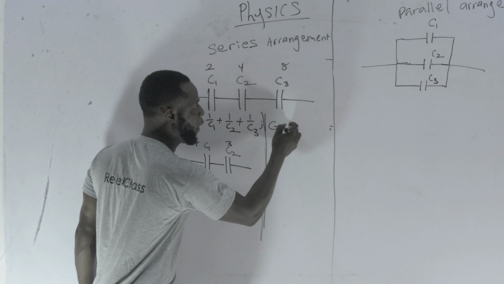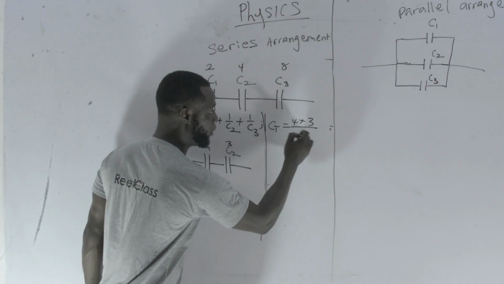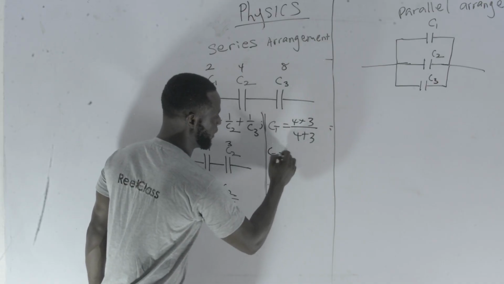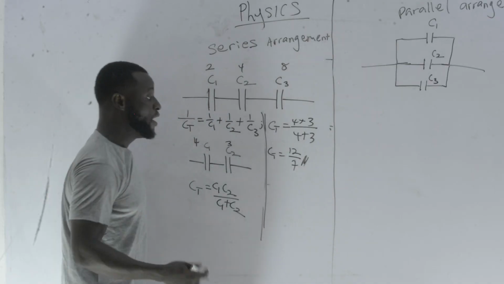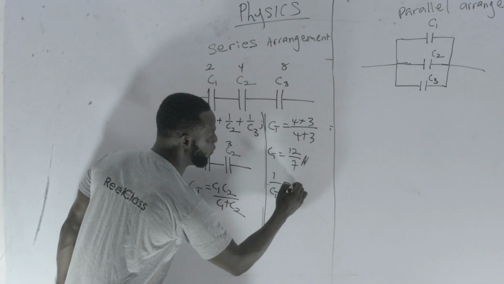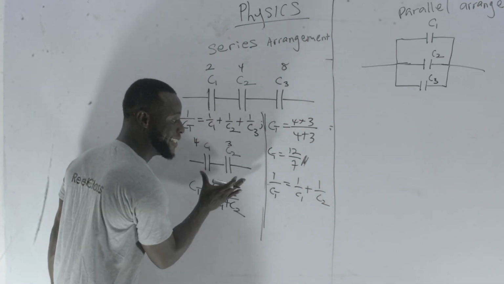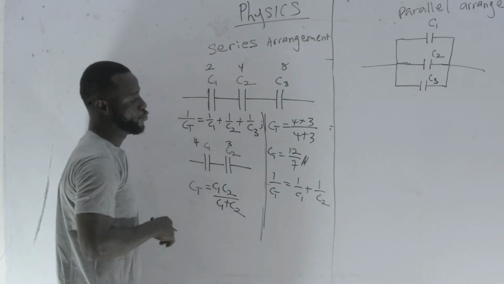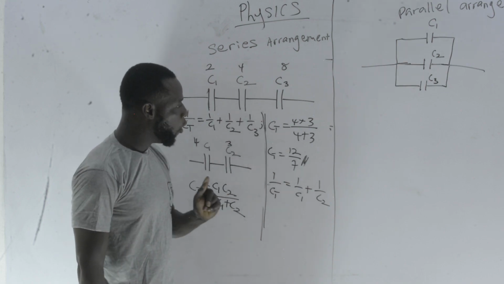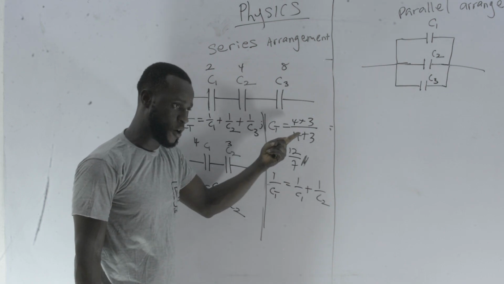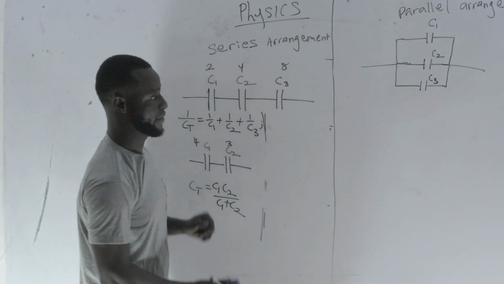Then I'll just say C total will be equal to product, which is 4 times 3, over sum, which is 4 plus 3. C total will simply give me 4 times 3 is 12 over 4 plus 3 is 7. I'll get 12 over 7. Even if I wanted to do 1 over C total is equal to 1 over C1 plus 1 over C2, I will end up having the same answer here. So I don't need this one when they are arranged in series and it's only 2. And notice what I did here when using the formula for product over sum. All I did was I found C total and I did not take the reciprocal of it. That is it when they are arranged in series.